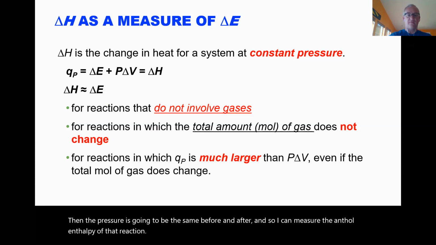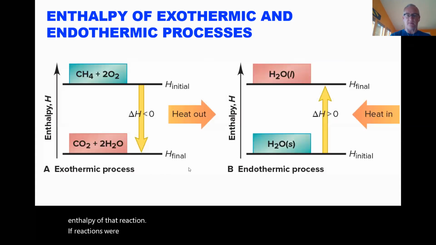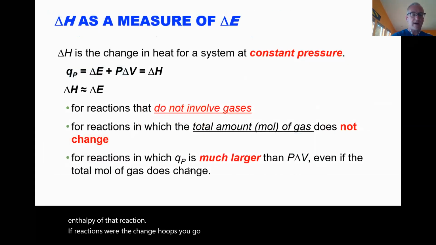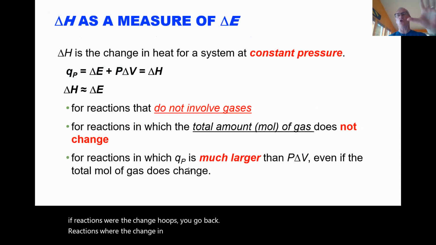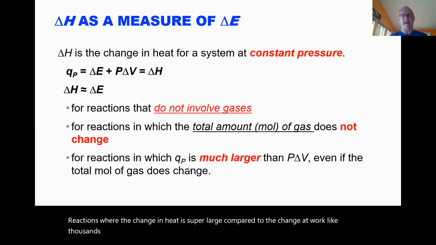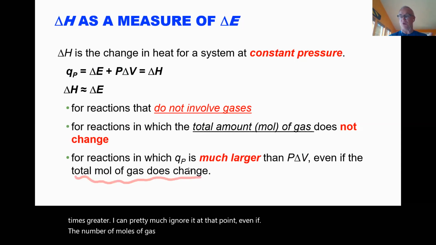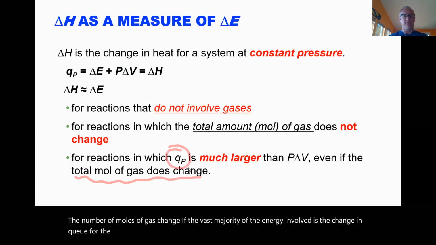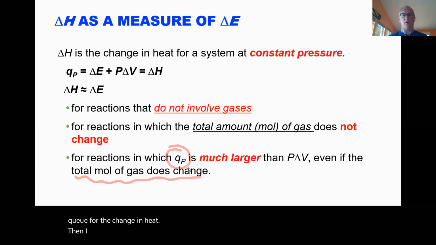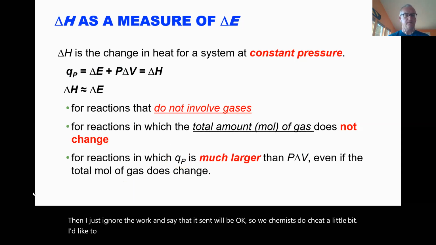Or reactions where the change in heat is super large compared to the change in work, like thousands of times greater. I can pretty much ignore it at that point. Even if the number of moles of gas change, if the vast majority of the energy involved is the change in Q, or the change in heat, then I just ignore the work and say that it's enthalpy. Okay, so chemists do cheat a little bit. I'd like to say we don't, but it's just not true.